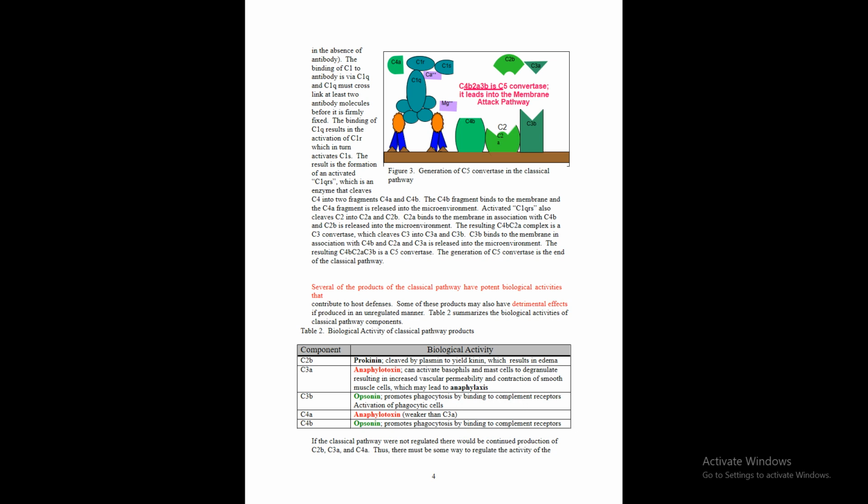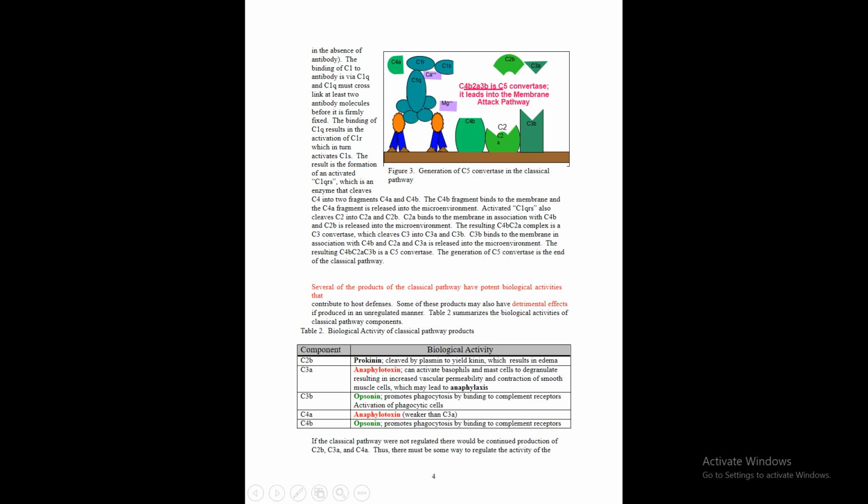C3b binds to the membrane in association with C4b and C2a, and C3a is released into the microenvironment. The resultant C4b2a3b is the C5 convertase. The generation of C5 convertase is the end of the classical pathway. So, several products of the classical pathway have potent biological activities, and these are presented in table 2.